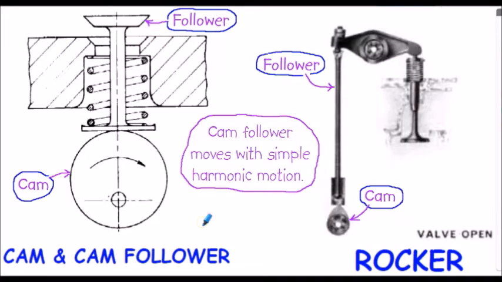A further illustration of simple harmonic motion is the cam and the cam follower. Here's the cam, shown here an off-centered circle, and here's the follower, and the follower moves with simple harmonic motion. Another illustration here from a car engine shows the rocker mechanism. Again, here's the cam, here's the follower, and pivoting about the rocker allows the valve to open and close here. So the cam follower moves with simple harmonic motion.